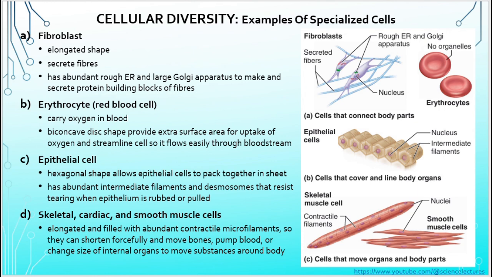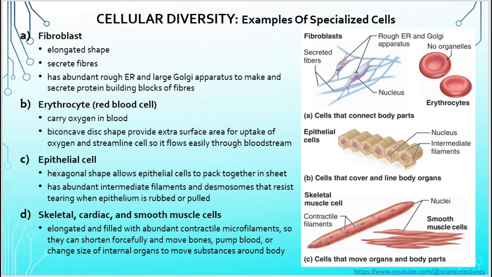We have cells that connect body parts. The fibroblast is a cell that has an elongated shape, just like the cable-like fibers that it secretes. It has an abundant rough endoplasmic reticulum and the Golgi apparatus to make and secrete the protein building blocks of those fibers.